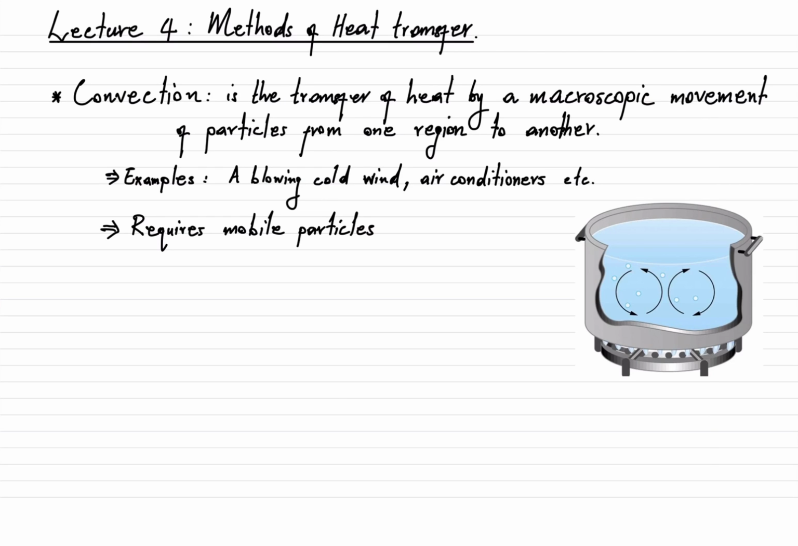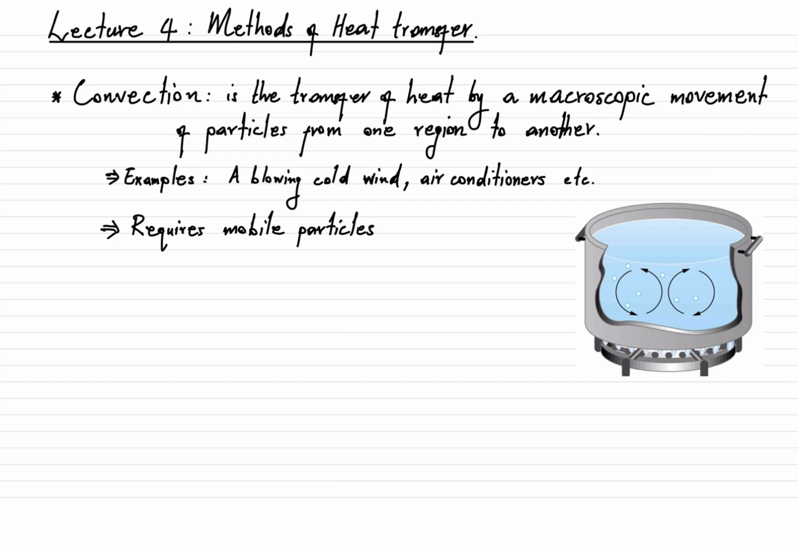The first one, which won't apply to us much, is convection. Convection is the method of heat transfer by means of a macroscopic migration of particles from one region to another region. What's important here is that the particles physically move and change position. They move from one point to another physically.